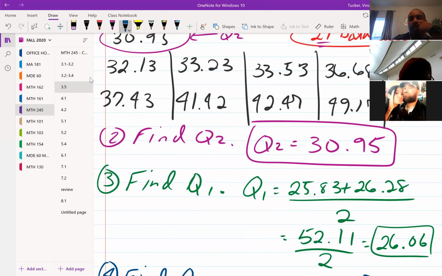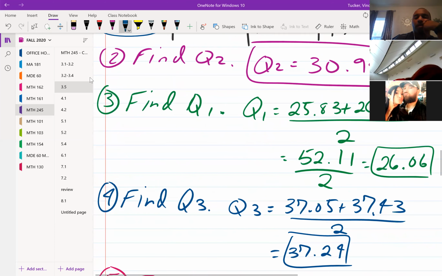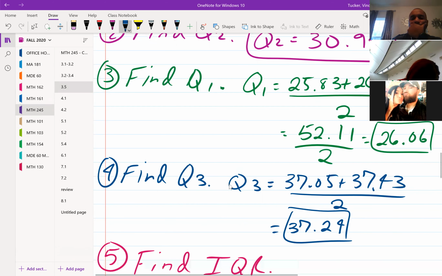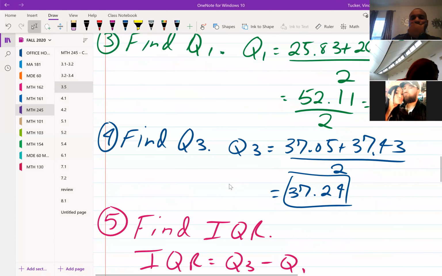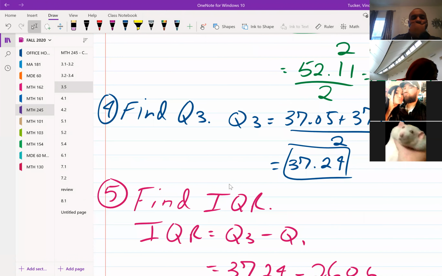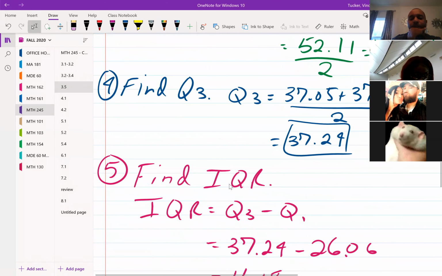All right, same thing for the second half of data, finding Q3. We're going to take 37.05 and 37.43, add them together, divide by 2. That gives us 37.24. Everybody okay? I think so, yeah. All right, thanks. Thank you for that. Appreciate it. So far, so good.